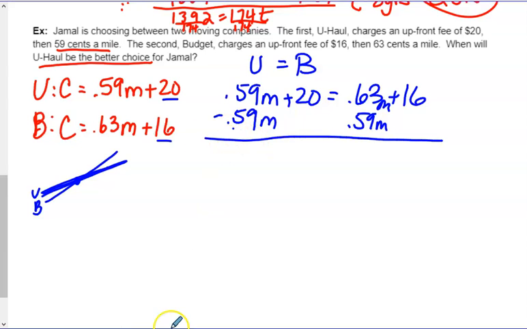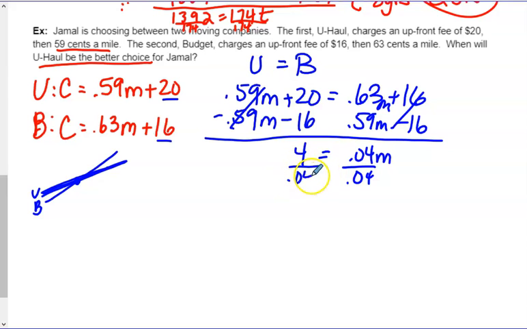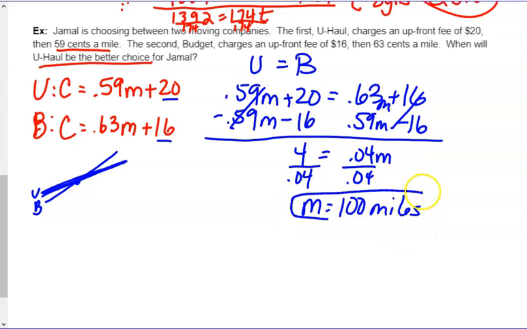All right, so I'm going to end up having that gone. Those subtract out. This is going to give me a 0.04M when I subtract. Now, again, I'm going to get rid of this 16 by doing the opposite, bringing it to the other side. This gives me a 4. And now I need to solve for M, so I'm going to divide by the number next to the letter. And when I do divide, I didn't intend to, but it ends up coming to the exact specific case that I gave you earlier. So 100 miles would be when they're equal.